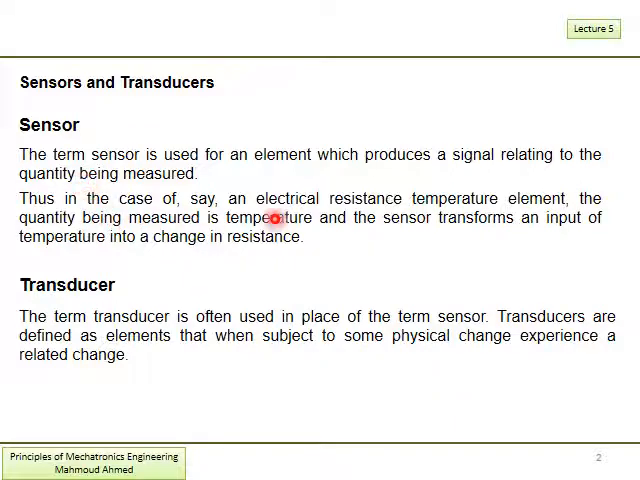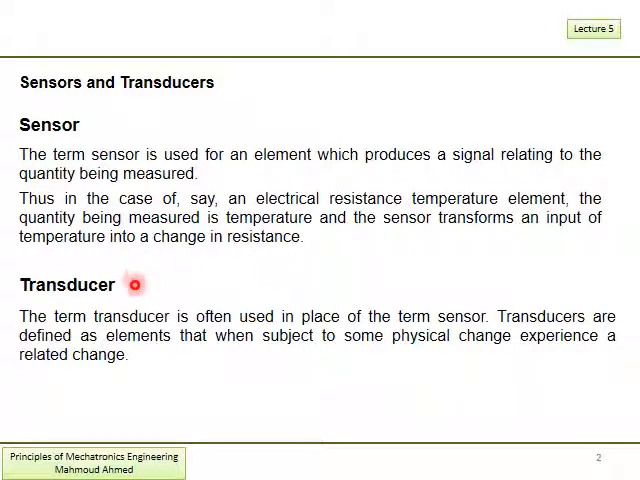We can have an example for an electrical resistance temperature element. The quantity being measured is the temperature, and the sensor in this case transforms the input of the temperature into a change in the value of the resistance. So this is what is meant by sensor. We have an element, and this element produces a signal as an output, and the input can be any quantity from the environment, for example, a temperature here.